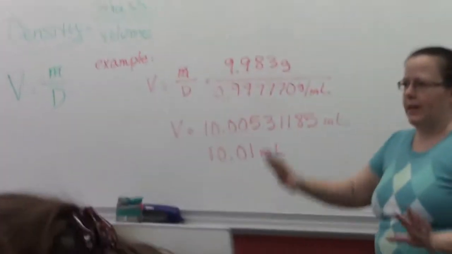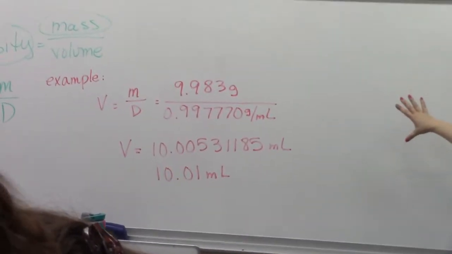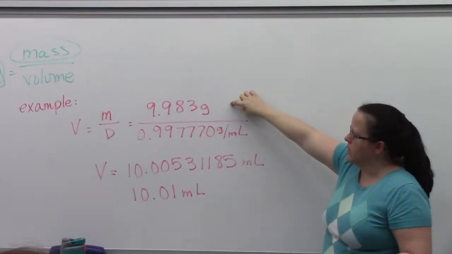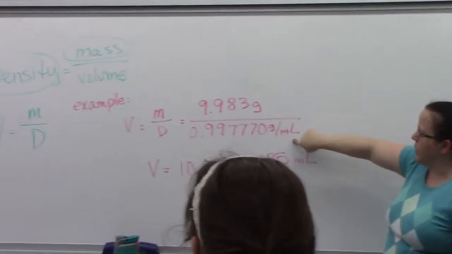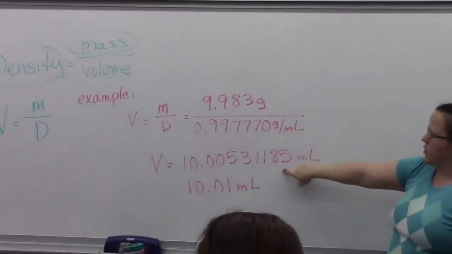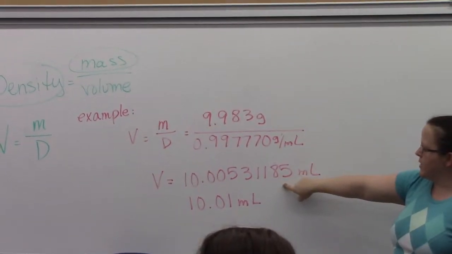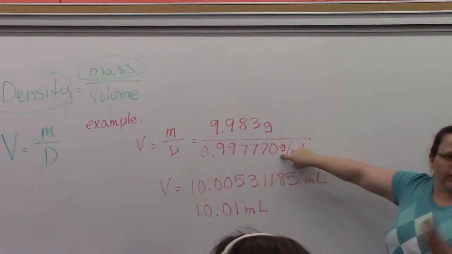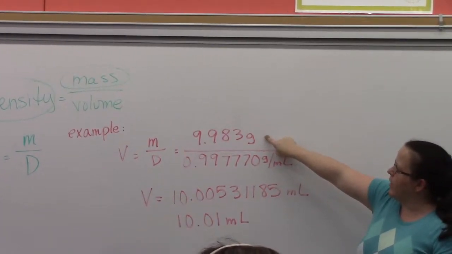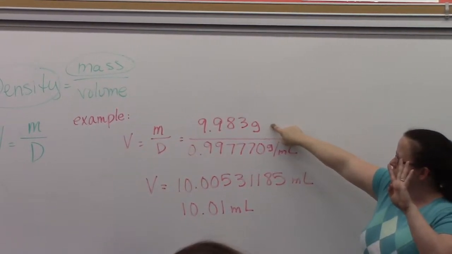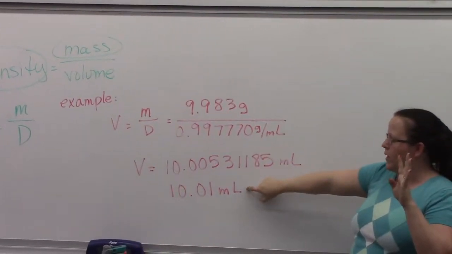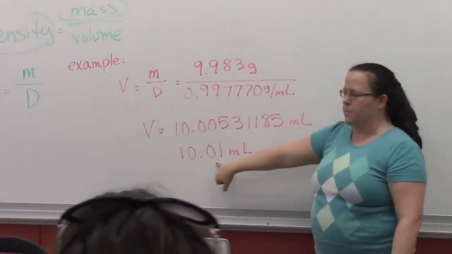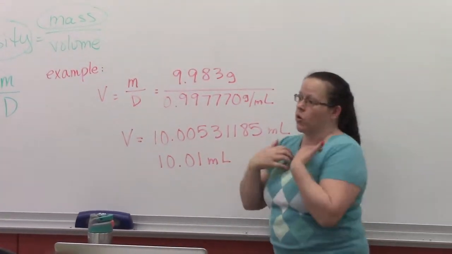So, anyone who might be a little bit confused with what we're doing, I did a little sample one here. I said if my mass was 9.983 grams, and my density at 22 degrees was 0.99777, I do that division, and this is what my calculator spits out: 10.00531185. Remember our division rule says my answer can only have a certain number of digits, right? 9.983 has 4 significant digits. My density has 6, so I only get 4 digits in my answer. So my 10.00, that 5 rounds up, so I get 10.01 is the actual volume according to my measurements.